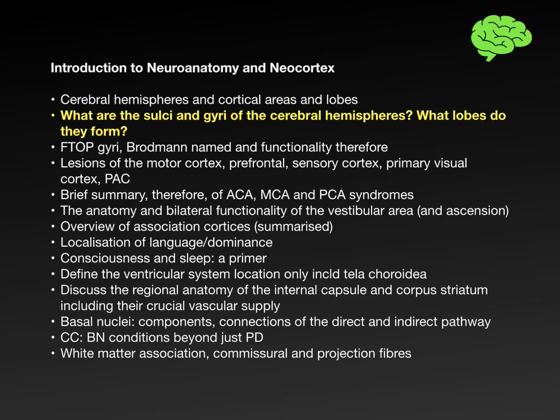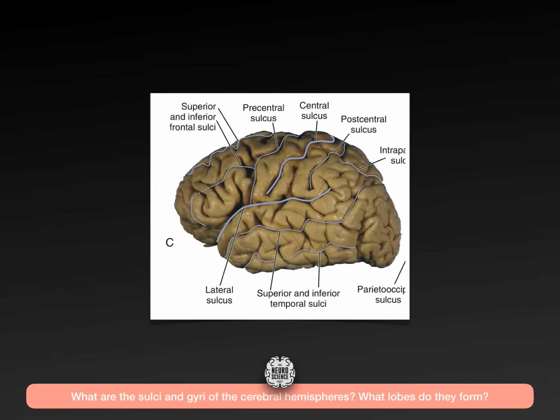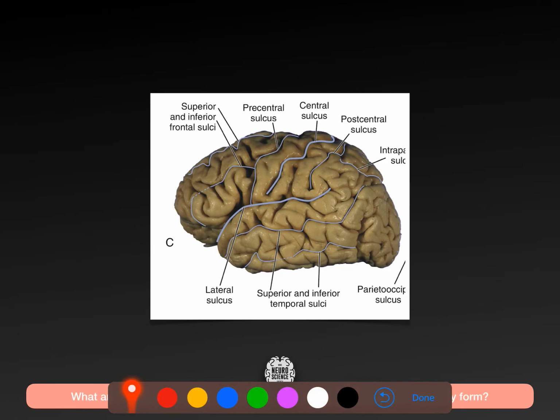What are the sulci and gyri of the cerebral hemispheres? What lobes do they form? So, this is a lateral view. The learning outcome will always be at the bottom here as well, so you know where you are. I want to draw your attention to 2 important points here. We have our central sulcus, and that divides the frontal lobe from the parietal lobe. And then we have the lateral or sylvian sulcus, or fissure it's sometimes called, because it's a lot deeper than the central sulcus.